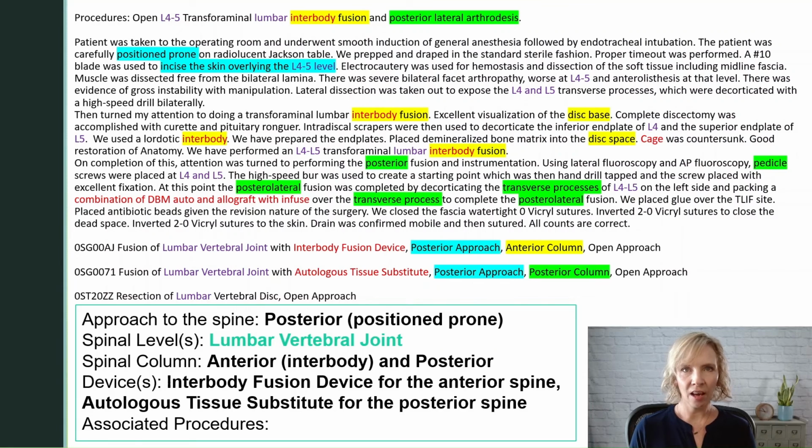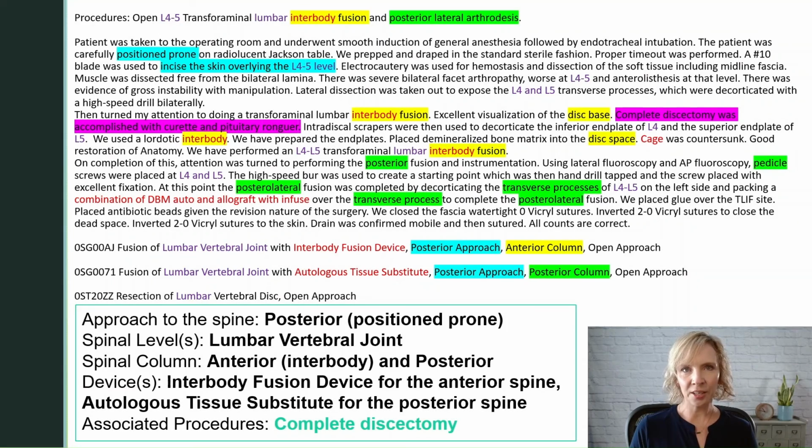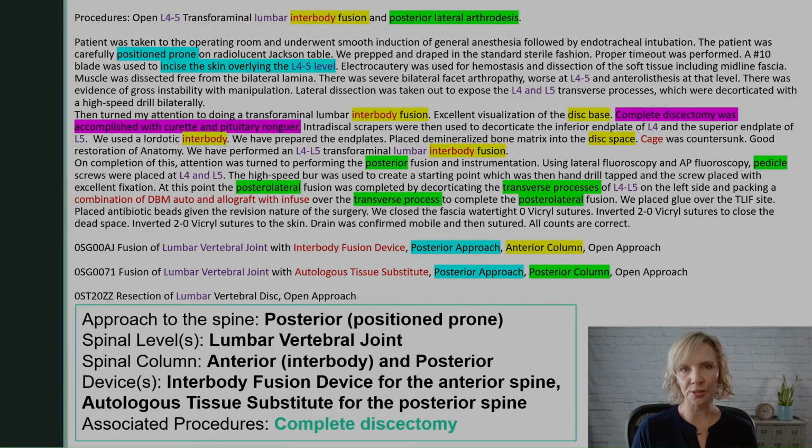Now we have all the information needed for our two fusion codes, with the final codes assigned being for fusion of lumbar vertebral joint with interbody fusion device, posterior approach, anterior column, open approach, and fusion of lumbar vertebral joint with autologous tissue substitute, posterior approach, posterior column, open approach. Last, we need to review if any associated procedures were performed, and in this case, as you can see highlighted in magenta, a complete discectomy was performed, so we will assign an additional code for resection of lumbar vertebral disc, open approach. So that's it for today's procedure coding case study.